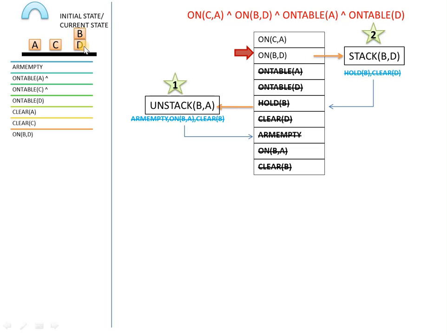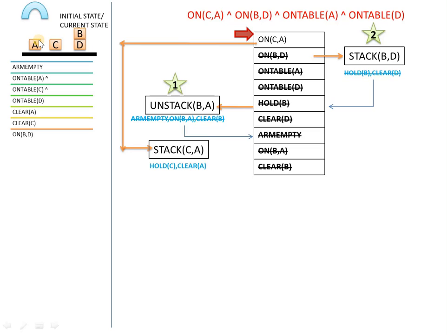And what comes next? On BD. On BD is satisfied now. So we have popped it and we have gone to on CA. Whether C is on A? No. So what should we do for getting C on A? The process of keeping C on A is called stacking, stack CA.